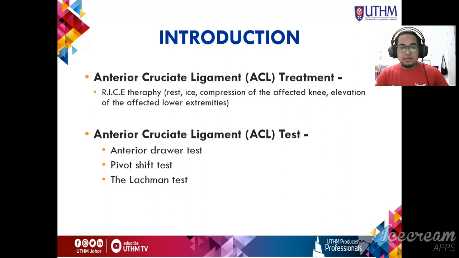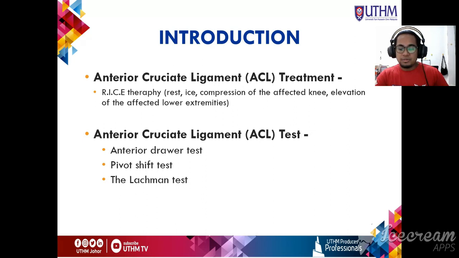For anterior cruciate ligament treatment, we also use what is known as rest therapy, which includes rest, ice, compression of the affected knee, and elevation of the affected lower extremity. For the anterior cruciate ligament tests, there are three tests that are used to test the anterior cruciate ligament.